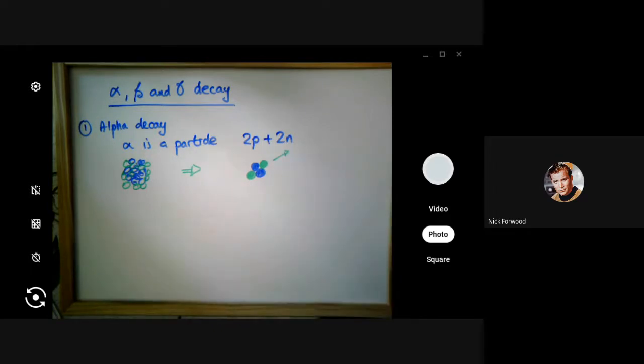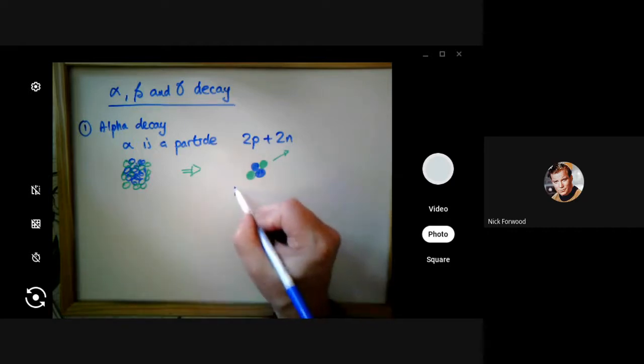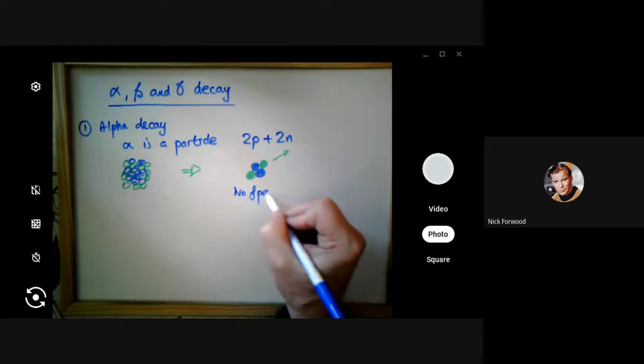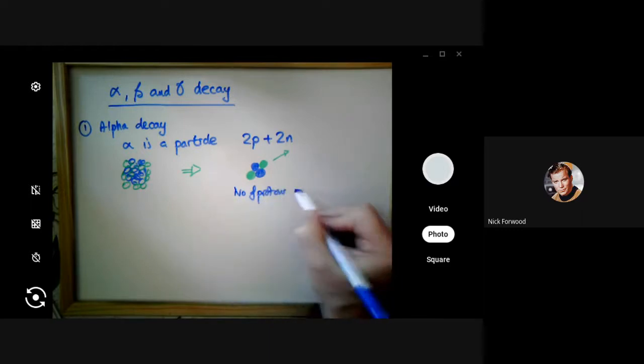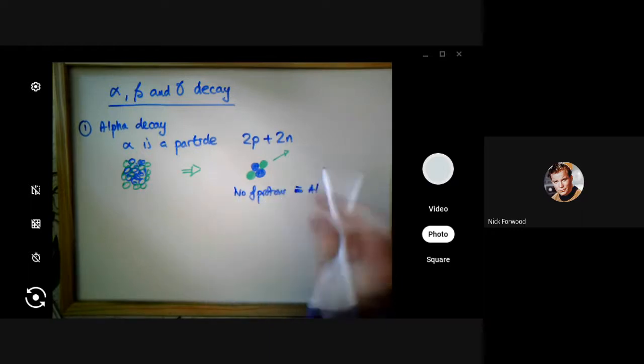Now, because it's made up of 2 protons and 2 neutrons, 2 protons, that's the atomic number. So the number of protons is equal to the atomic number. I didn't draw that very well.